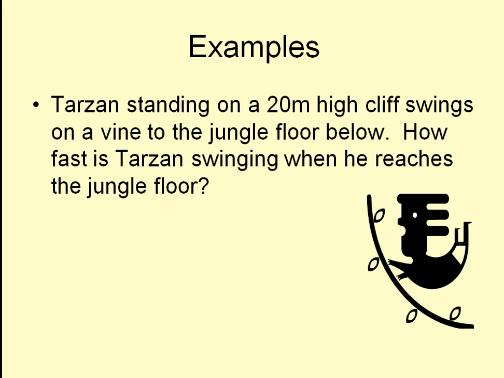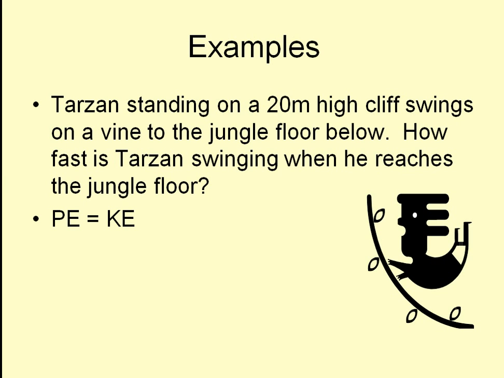Okay, so let's look at a sample problem. We have Tarzan, and he's standing on a 20-meter high cliff, and he swings on a vine to the jungle floor below. How fast is Tarzan swinging when he reaches the jungle floor? I haven't said anything about velocity yet, so let's see how we're supposed to break down this problem. This is what my relationship would be. This is my COE statement. My potential energy before is equal to my kinetic energy after.